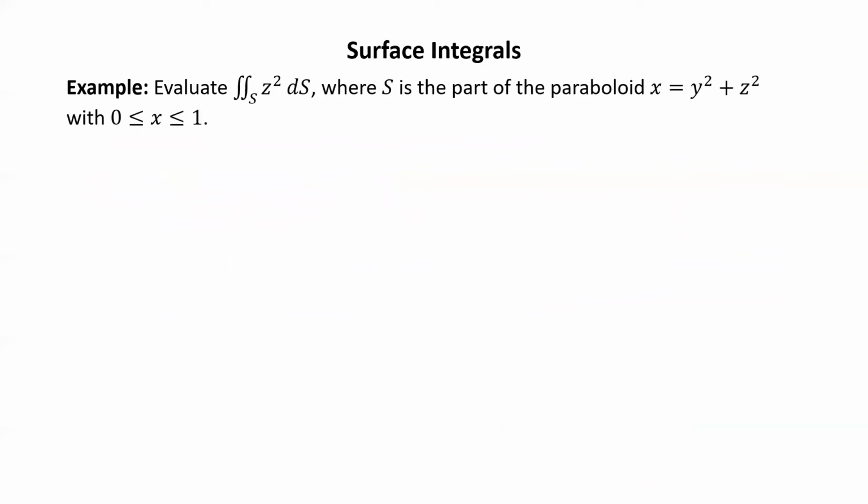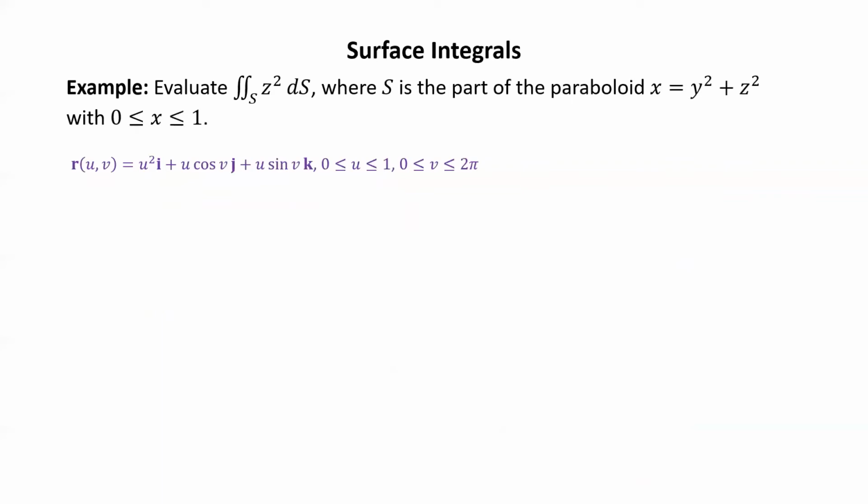Okay, let's try another example. Once again, pause the video, try this yourself, then resume the video to check your answer with mine. Evaluate the surface integral of z squared dS, where S is the part of the paraboloid x equals y squared plus z squared, with x between 0 and 1.